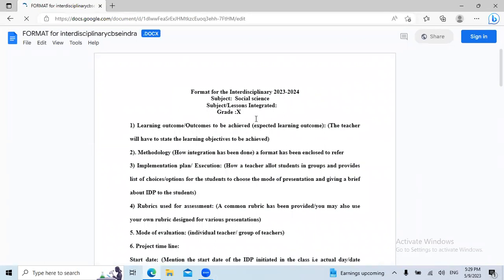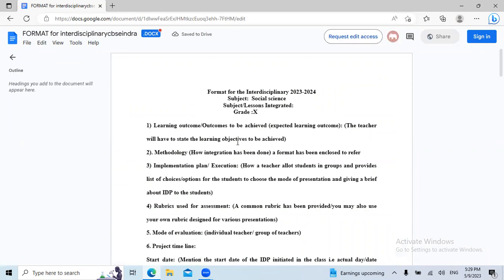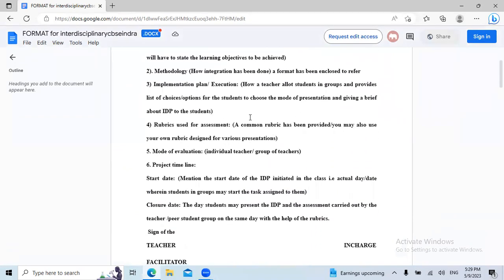See, the format for the interdisciplinary project: subject, social science. This is subject lesson integrated, standard 10. Learning outcomes to be achieved: the teacher will have to state the learning objectives to be achieved. Methodology: the integration has been done. Format has been enclosed to refer. Implementation plan, execution: how a teacher allots students in groups and provides a list of choices, options for the students to choose the mode of presentation, and gives a brief about the IDP to the students. Rubrics used for assessment: a common rubric has been provided. You may also use your own rubric design for various presentations. Mode of evaluation: individual teacher, group of teachers.